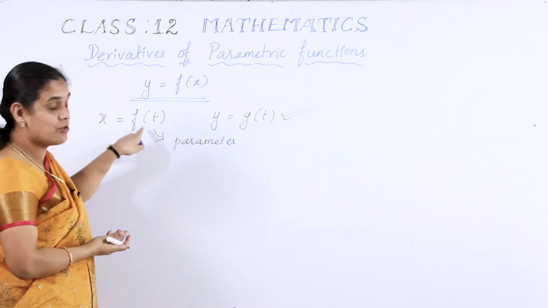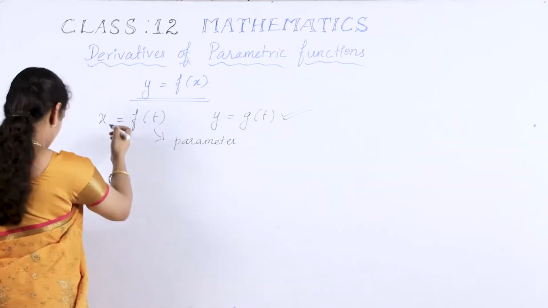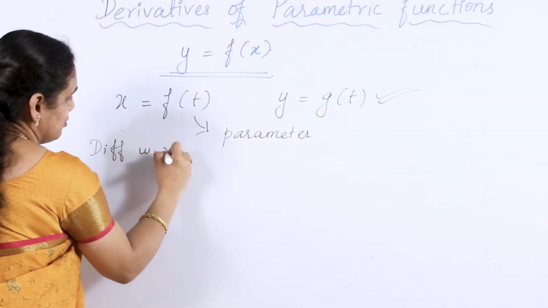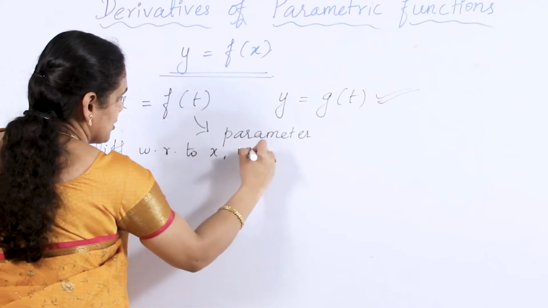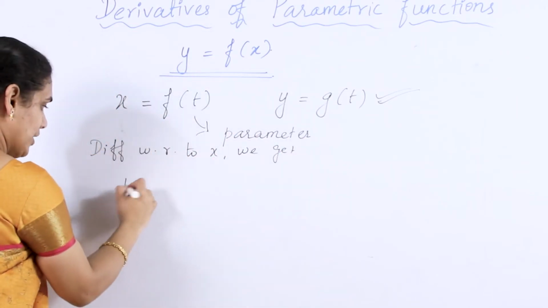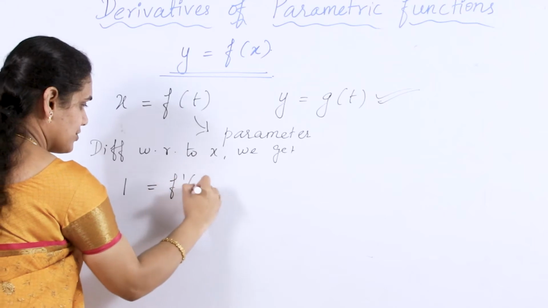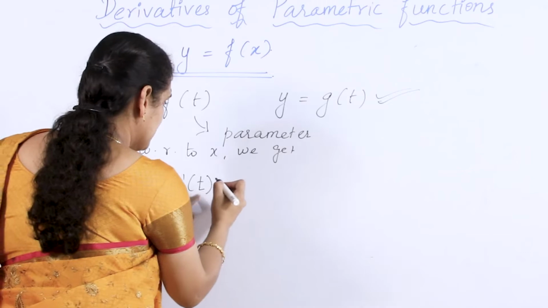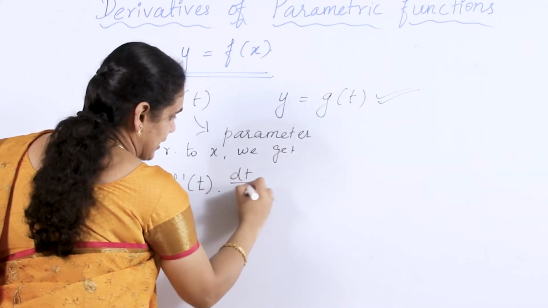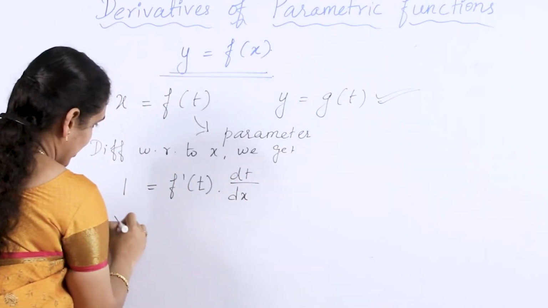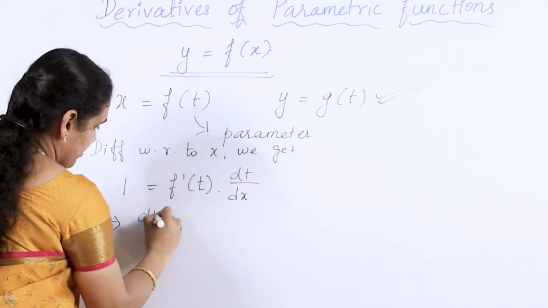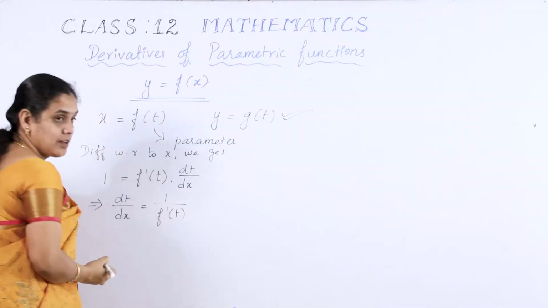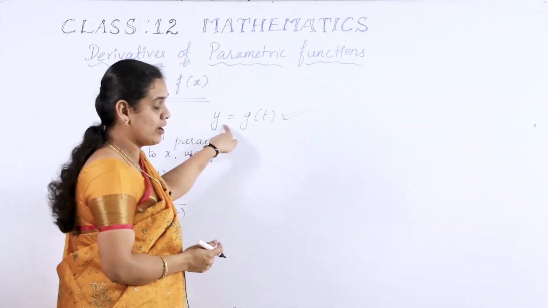Now we are going to learn how to differentiate these parametric equations. Let me differentiate this with respect to x. So we get 1 equal to f dash of t. We are differentiating with respect to x, therefore this t variable also we have to differentiate with respect to x. So in this case we get dt by dx equal to 1 by f dash of t. And let's differentiate this one with respect to x.